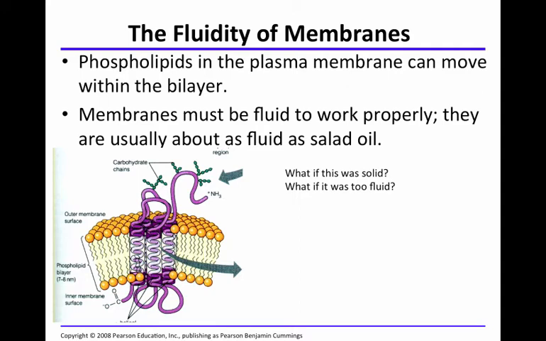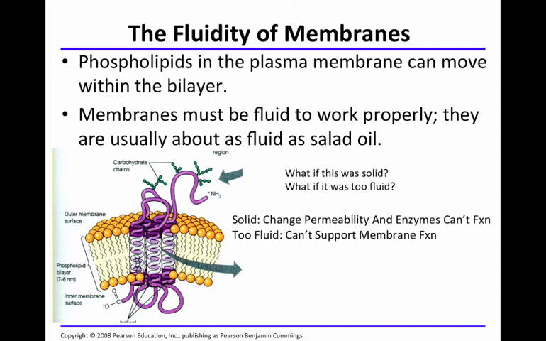Fluidity of membranes is extremely important to the survival of a cell. If a membrane is too solid, it changes the permeability of the membrane, and the enzymes within that membrane can't function. If a membrane was too fluid, then it couldn't support the membrane's function. This is how I want you to begin to think: structure, function.